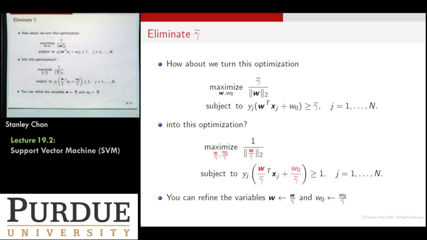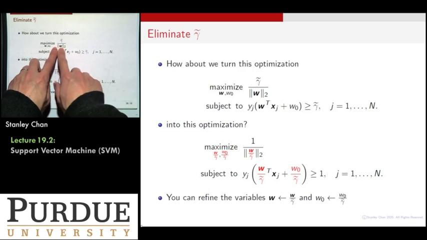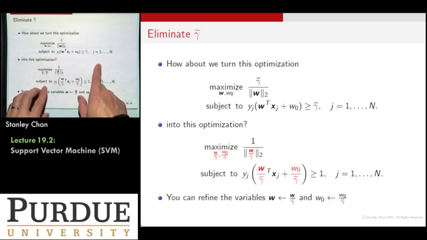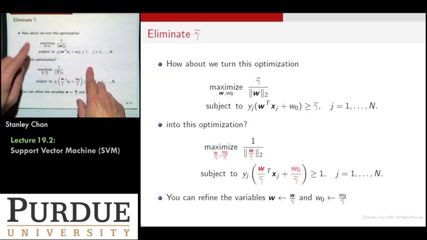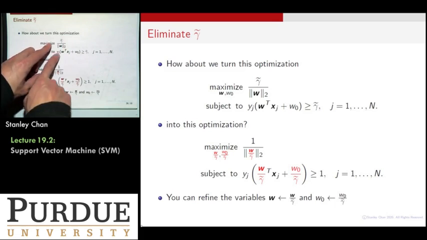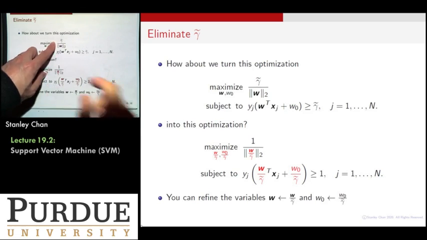Well, you have this problem. This problem says that you have this gamma tilde divided by the 2 norm of W still there. But at least it doesn't show up in the constraint anymore. Now, I can do another trick. The trick number 2 is to divide the denominator by this gamma tilde as follows.